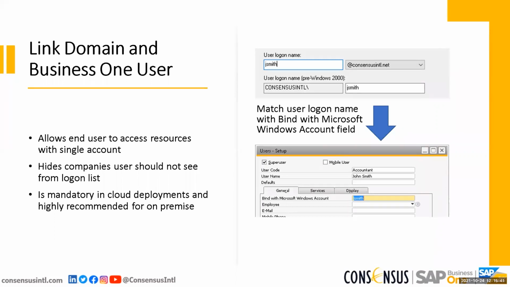This allows our end user, J. Smith or John Smith, to access all the resources, including the Business One client, Data Transfer Workbench, and the mobile apps using just their domain account without having to remember the Business One user code, in this case accountant, or the Business One passwords. It also hides the companies that the user should not see on their logon list. This is the only deployment method available in Cloud Control Center deployments. We also highly recommend it for on-premise deployments.